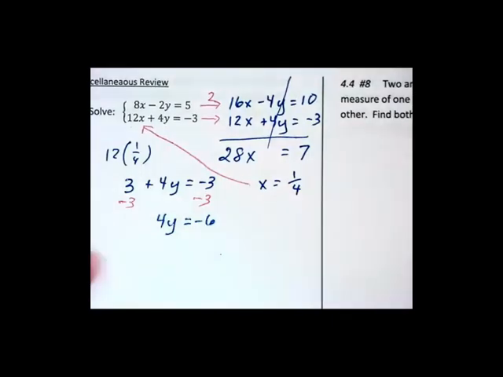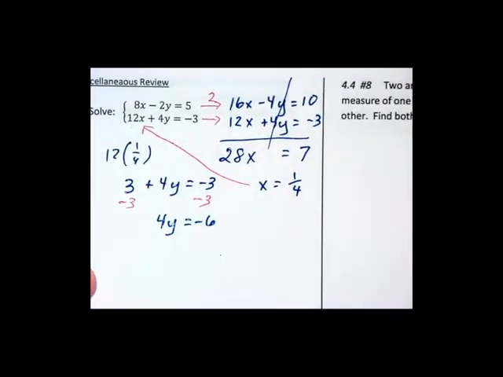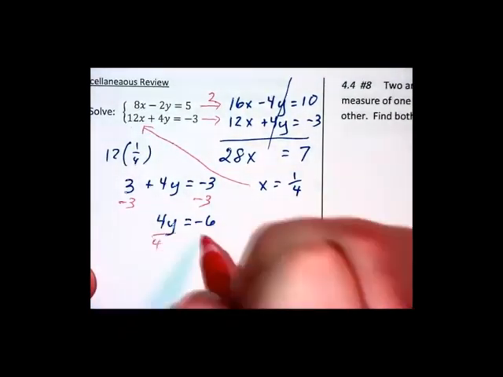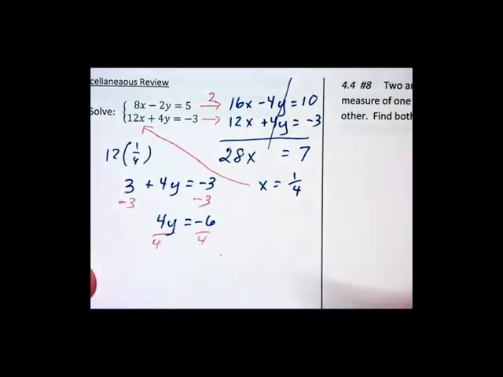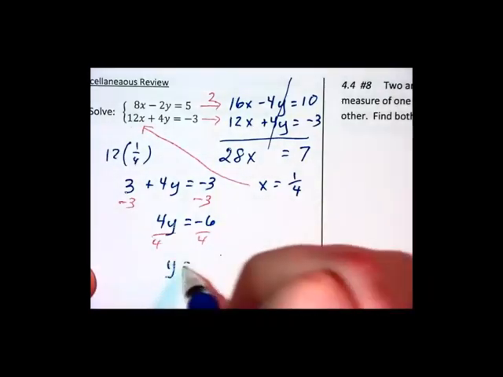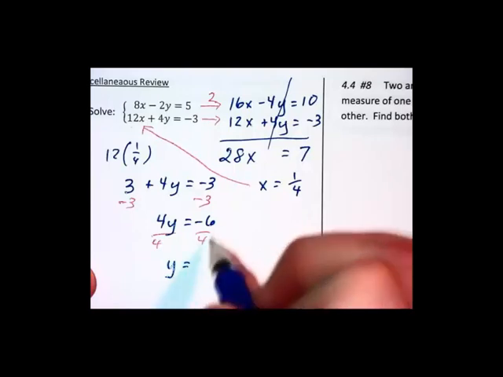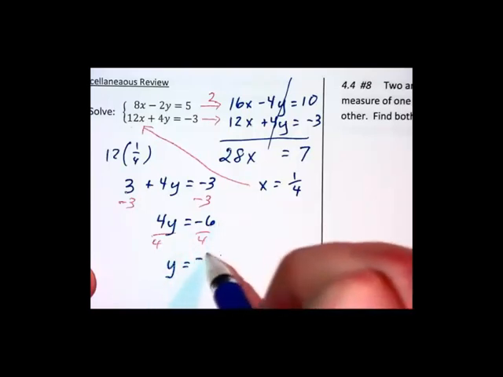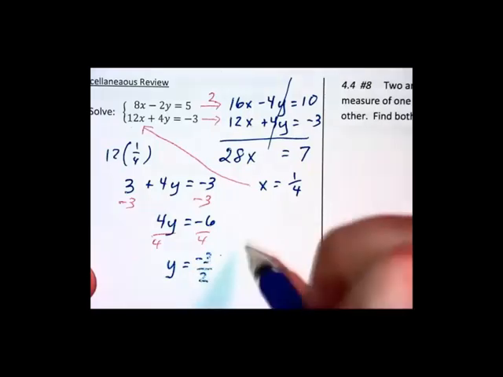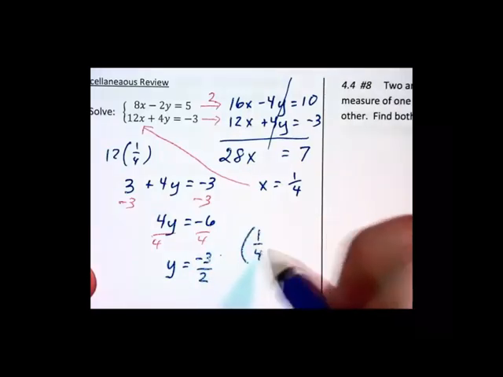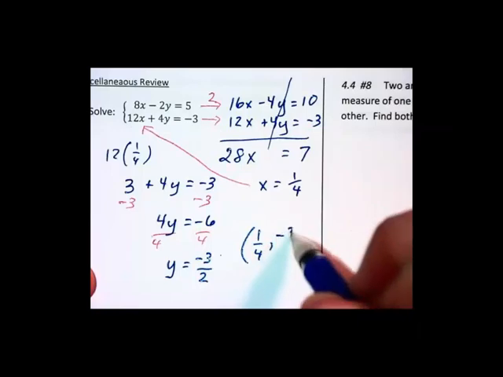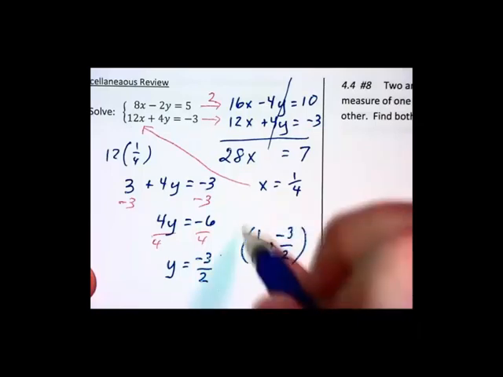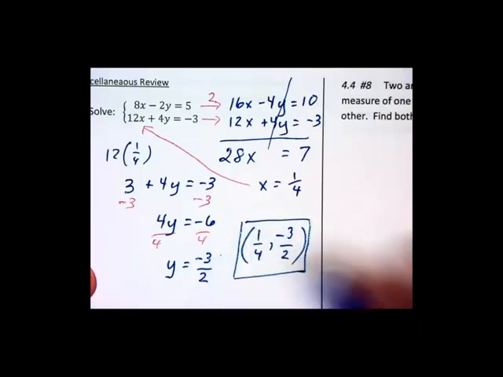And dividing the 4 off, let me write that one out also, just because we're dealing with fractions here and it's a little messy. We're going to have y equals negative 6 over 4. Hey, these are both even. Divide them both in half. We're going to get negative 3 over 2. So our solution here is 1/4 comma negative 3 halves, which if you want to check back in the original problem, you can. And in fact, I'm going to this time.